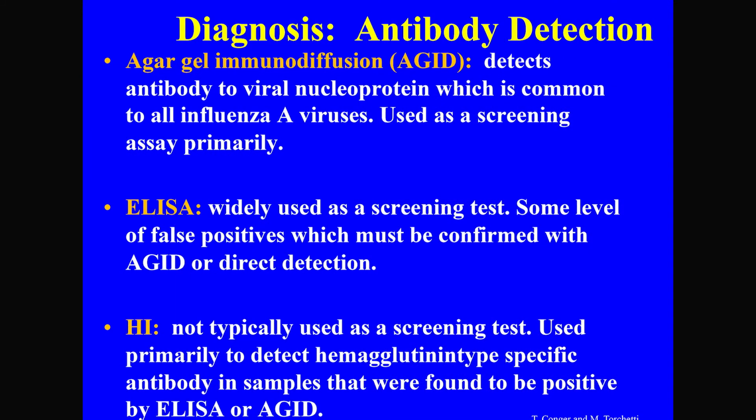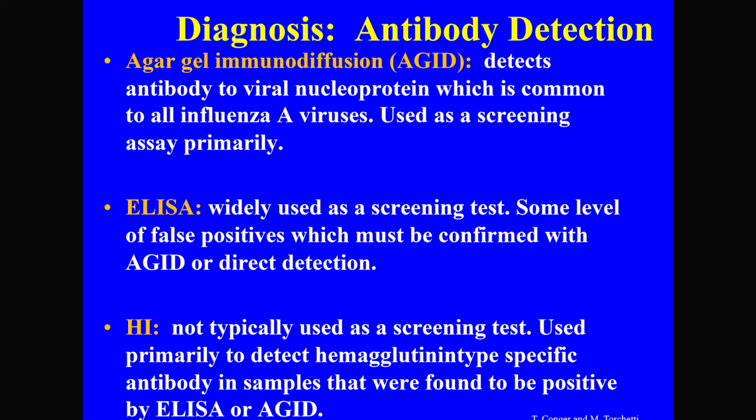Diagnosis. Detection of the antibody is done by what's referred to as the AGID test. This is agar gel immunodiffusion, and it detects antibodies to the viral nucleoprotein, which is common to all influenza A viruses. This is pretty much used as a screening assay primarily.